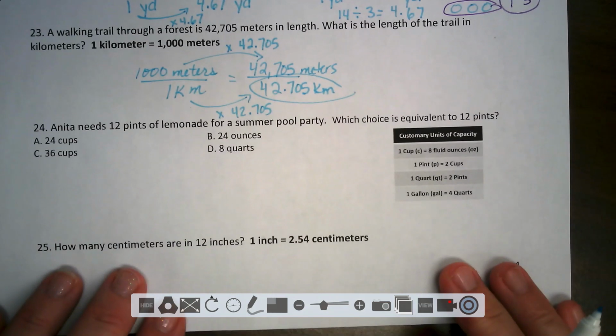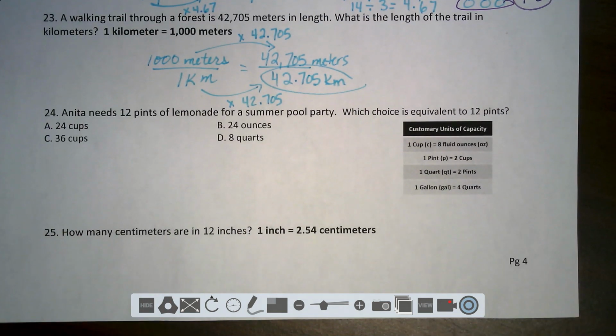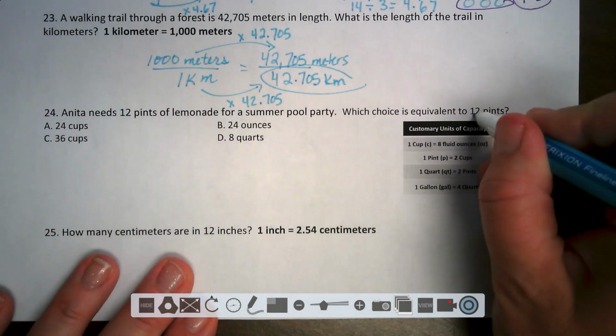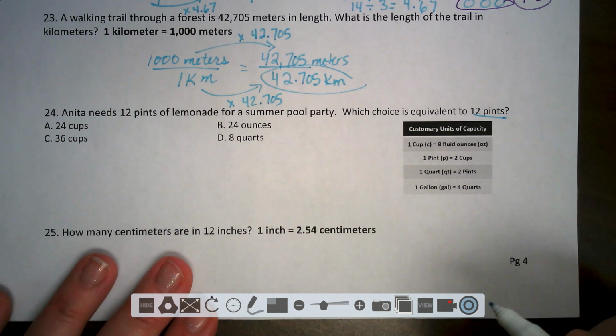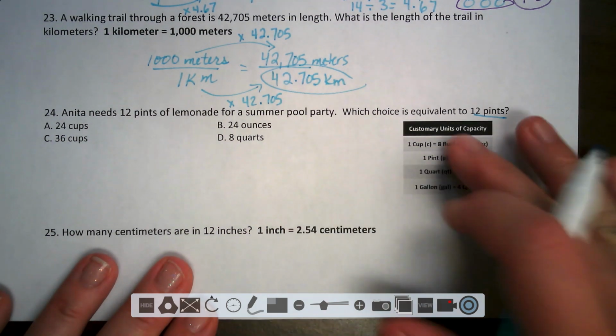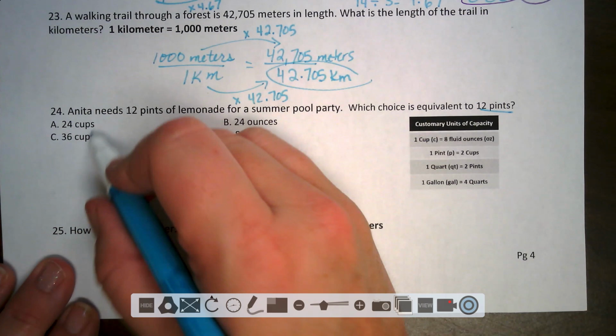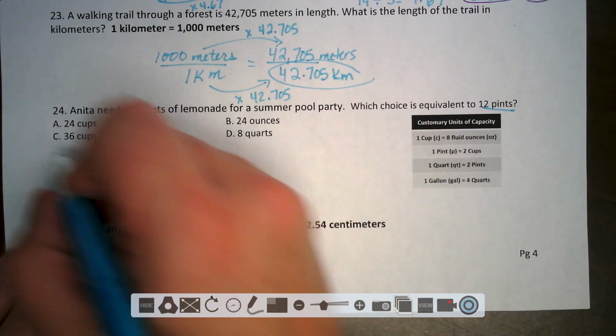Number 24. Sorry, let me move that a little bit. Anita needs 12 pints of lemonade for a summer pool party. Which choice is equivalent to 12 pints? All right, so this one we have to work through each of our answers, A, B, C, and D. So let's go ahead and do that.